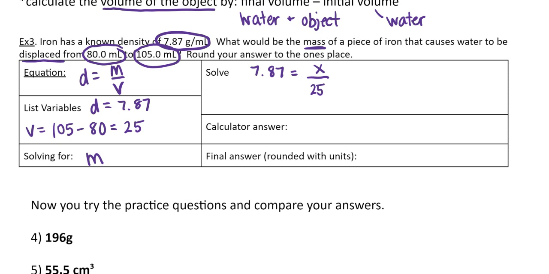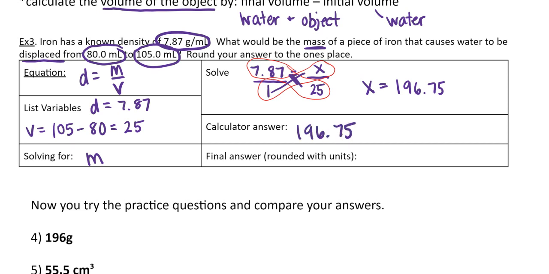Now again, this is not straightforward on the calculator, so I'm going to put this over 1 because we're really good at cross multiplying. Okay, then I can do this, butterfly, whatever you call it, okay? 1 times x just gives me x. Then I'm going to multiply these other two numbers together, and I get 196.75. So there's my calculator answer.